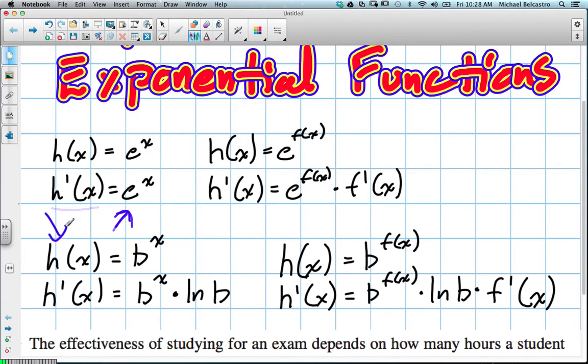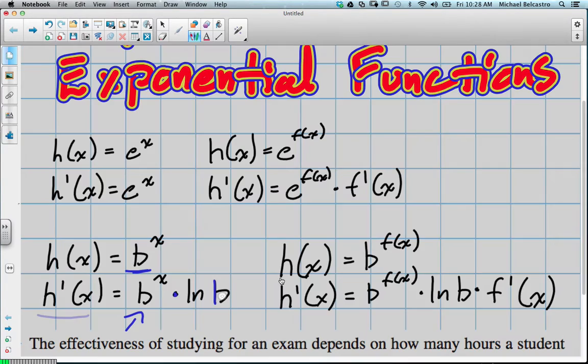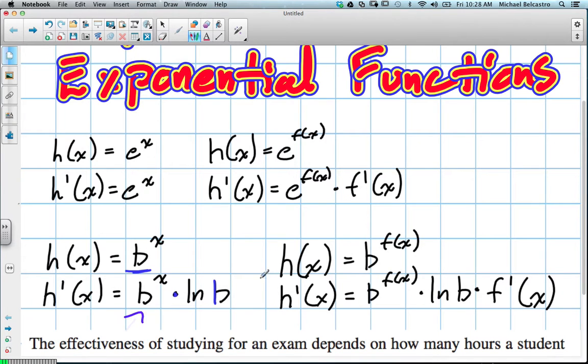Actually, I'm going to go through these first and then explain these as we go through. So if we have an exponential function, where our base is b and our exponent is the variable, then the derivative of this function is the original b to the power of x multiplied by ln of the base.